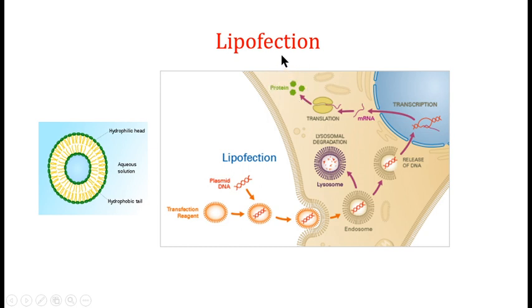So lipofection is one of the commonly used chemical methods for the delivery of the gene of interest into the target cell. You have this liposome, positively charged, and the plasmid DNA, negatively charged. They make this particular liposome that interacts with the cell membrane, and an endosome is made. The lysosome acts on the endosome, releasing the DNA, which enters into the nucleus, and it is transcribed and translated into the desired protein. So these are some of the commonly used non-viral methods for the delivery of the gene of interest into the host cell.